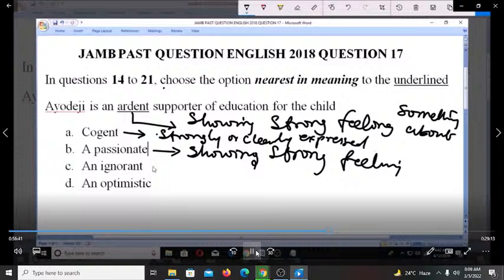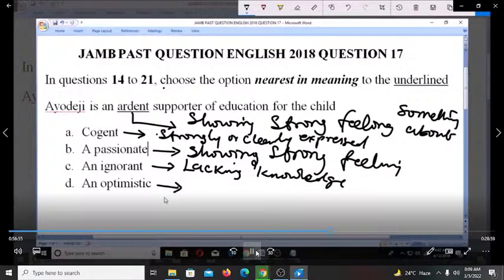Now, ignorant simply means lacking knowledge. When you say that somebody is ignorant, it means that the person does not have knowledge. Now, optimistic means thinking that the best possible thing will happen or hoping for the best. That is optimistic. You're always thinking that the best thing is going to happen.